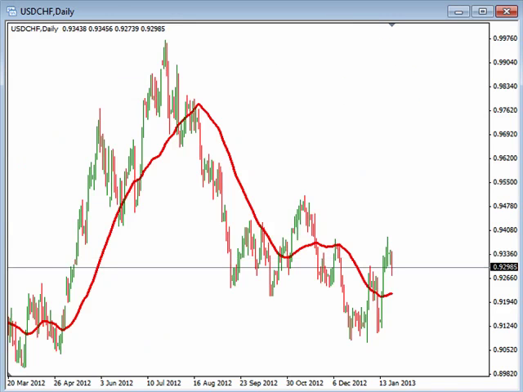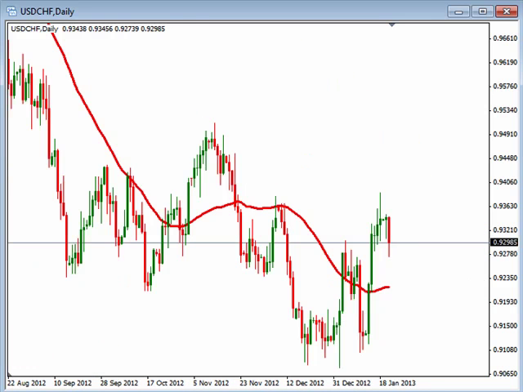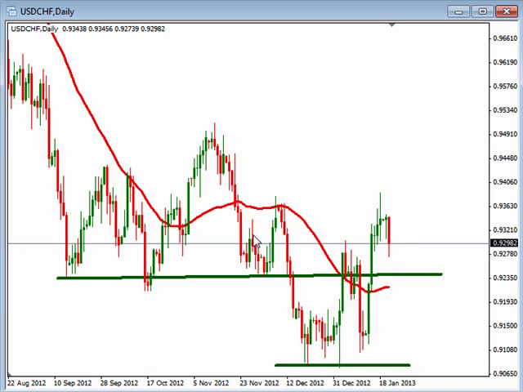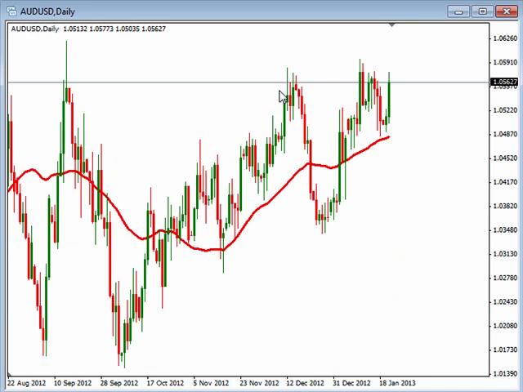Here's the US Swiss franc. You can see that we had a pretty good base being set. We had some old support that acted as some resistance here. Possibly going to see that being tested. The moving average is going up, so it's a little bit more choppy here than what we'd like to see.